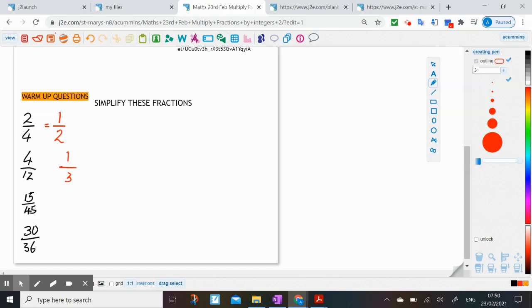15/45. Hopefully you've spotted that they both end in a 5, therefore they must both be in the 5 times table. So let's divide them both by 5. 15 divided by 5 is 3, and 45 divided by 5 is 9. But hopefully you didn't stop there. Hopefully you realized that both 3 and 9 are in the 3 times table. So we can simplify further and divide them both by 3. So 3 divided by 3 is 1, 9 divided by 3 is 3. Also a third.